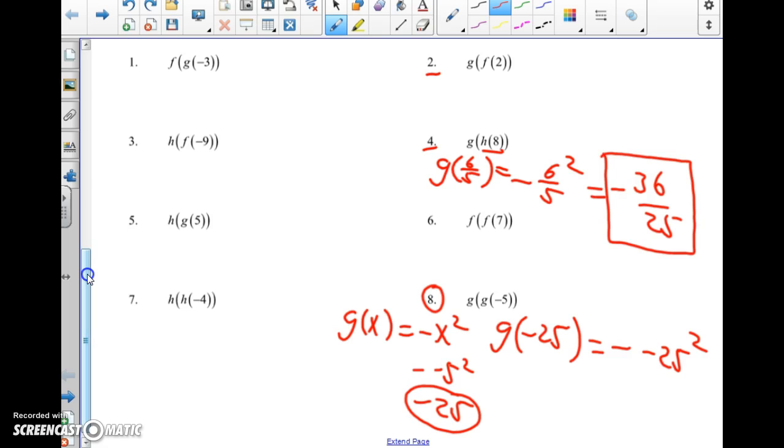Oh, wait. Did I do the wrong thing? Oh, there's the thing. Okay. What's negative 25 squared? So what I meant to say. Okay, so then what's the answer going to be? Negative 625. You got it. So it's negative 625. There you go. You got it. There it is.